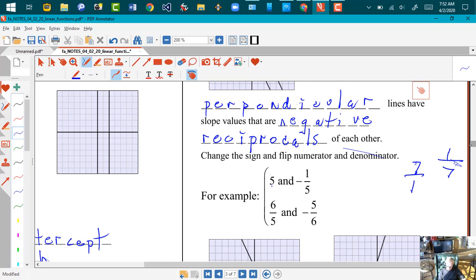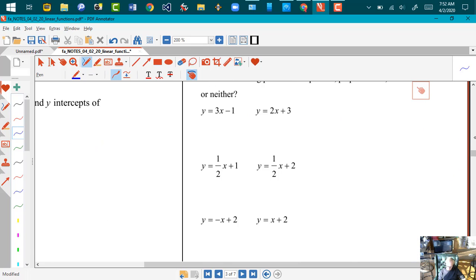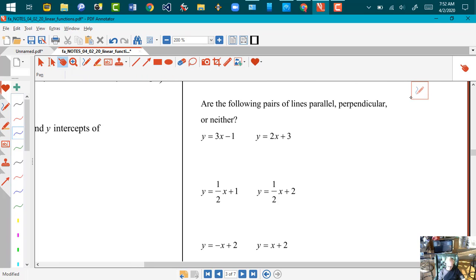Okay, so let's see, what do we have next? Okay, so if the question is, are two lines parallel or perpendicular, or neither? Well, you would just look at the slope values in the equations of the lines. So 3 and 2, not parallel because they're not the same, and they're not negative reciprocals. So that would be neither.